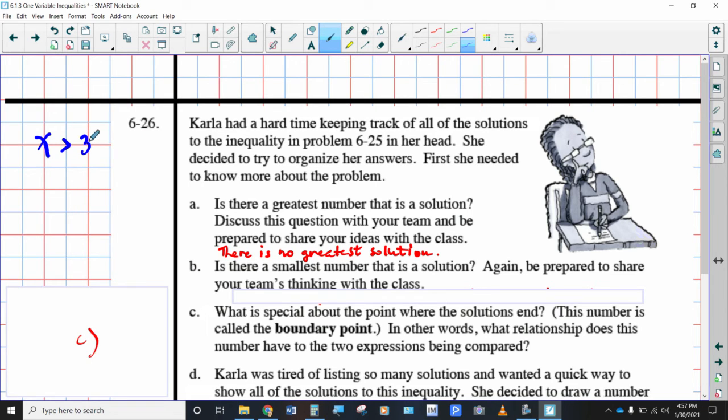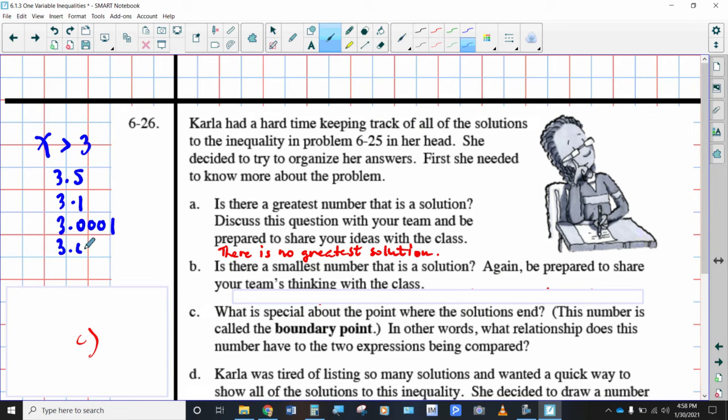But where do you start? You start with the number 4? What about 3.5? That's greater than 3. What about 3.1? That's greater than 3. What about 3.0001? That's greater than 3. Is there a smaller solution for this particular situation? A smaller number than this that is still greater than 3?